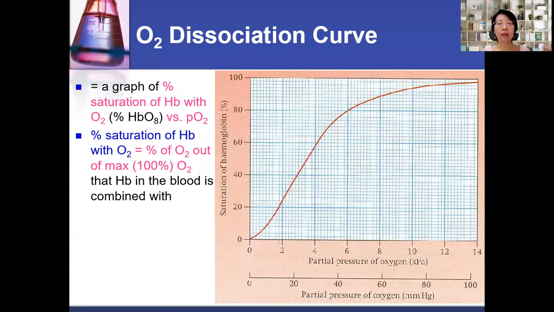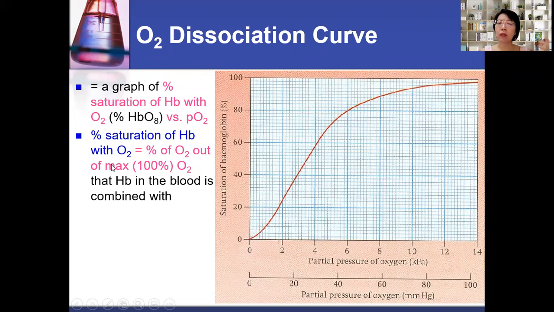So 100% means the maximum volume of oxygen that all the hemoglobin in our body can carry. If you say 70%, it means 70% saturated; 50% means 50% saturated. Out of the total maximum, how many percent is being transported? So that's the meaning of percentage saturation of hemoglobin with oxygen.